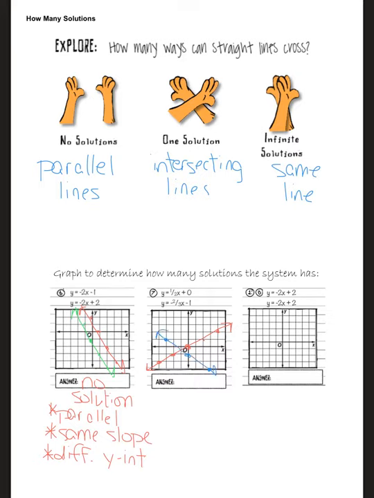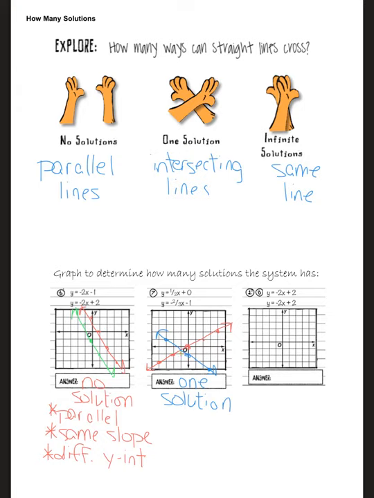Okay, so what is the point of intersection here? Or is there a point of intersection? There is a point of intersection, so we say that this system has one solution. Notice that the point here, we don't really know what the coordinates are because it sort of meets in the middle here. We can't really tell what those coordinates are. We don't care. All we know is that they intersect and they have one solution.